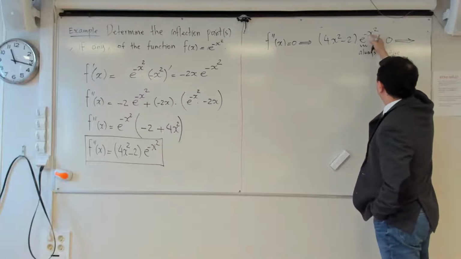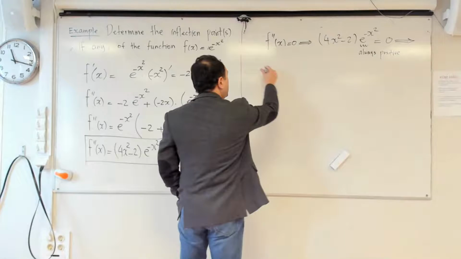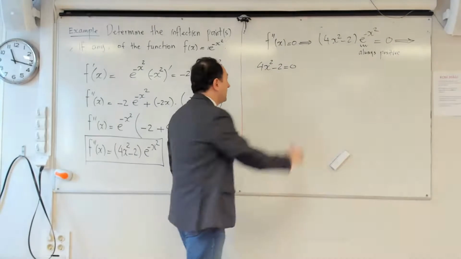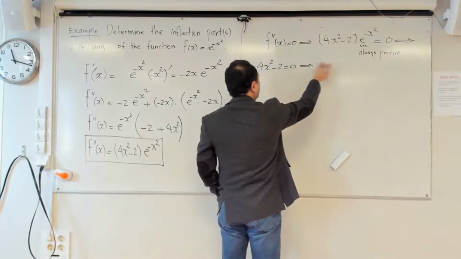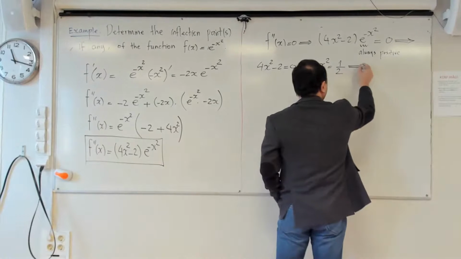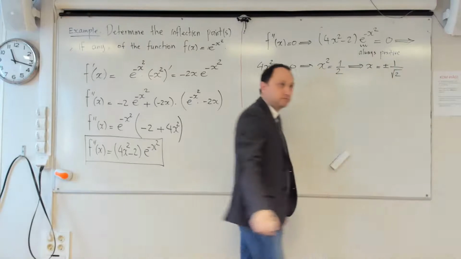Even though the exponent is negative, it doesn't matter. This is always positive. So this means that the first factor should be equal to 0, and that is easy to solve. I move 2 to the right, divide by 4. It becomes 1 over 2. And then what is x? X is plus or minus 1 over square root of 2.